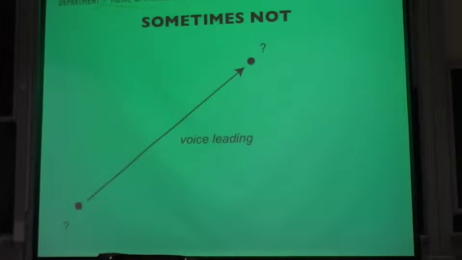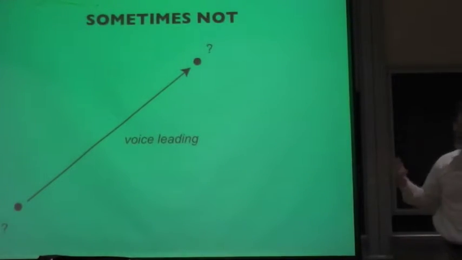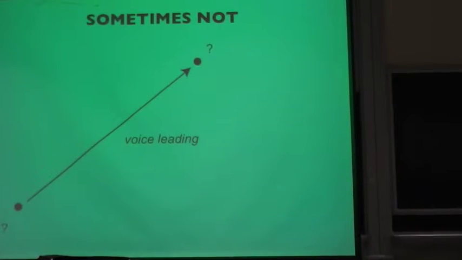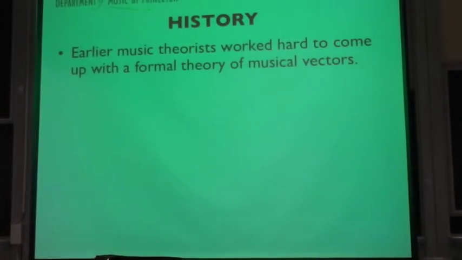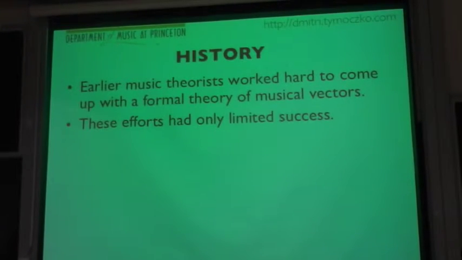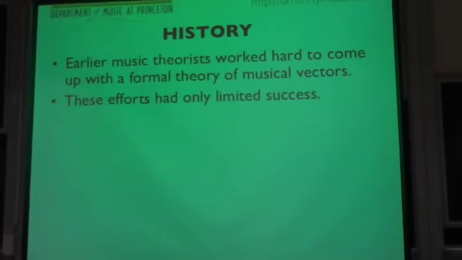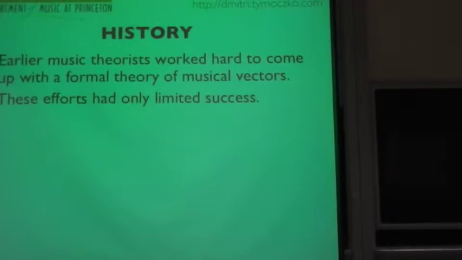Before I get into that, basically this whole talk is going to go the long way around and eventually end up with the full mathematical translation. Before we get there, I want to start with a little bit of history because I think this is really interesting. Over the last 30 or 40 years, music theorists worked really, really hard to come up with a formal theory of musical vectors. And I think it's fair to say that these efforts really had only limited successes. And as I have thought more and more about these subjects, I find it more and more fascinating to think about what the problem was.